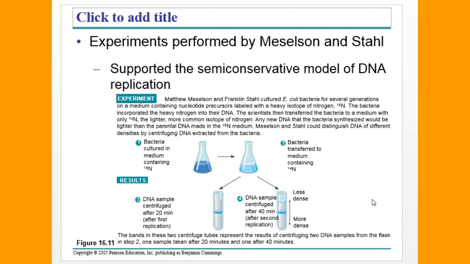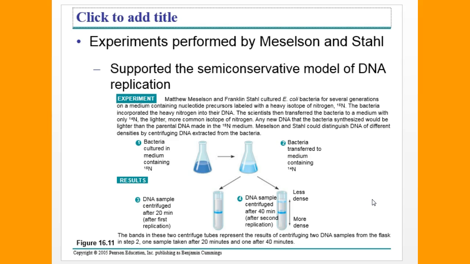Alright, at California Institute of Technology, Meselson and Stahl cultured E. coli for several generations in a medium containing nucleotide precursors labeled with a heavy isotope of nitrogen, N15. Okay, N15 is a heavy isotope. Scientists then transferred the bacteria to a medium with only N14, a lighter isotope. The 2 DNA samples were taken from the flask, one at 20 minutes and one at 40 minutes, after the first and second replications, respectively.